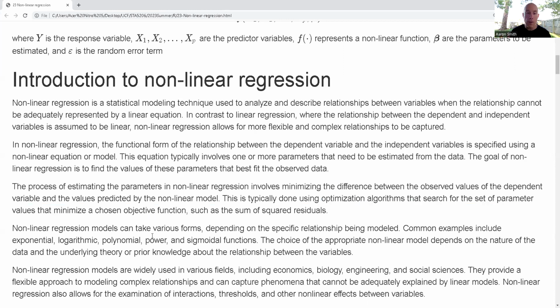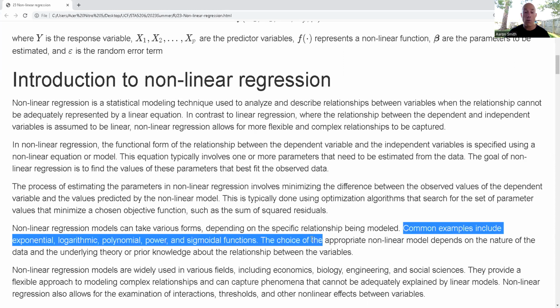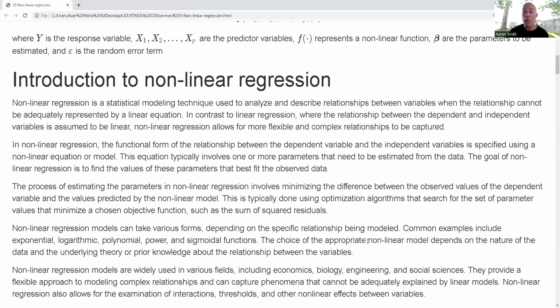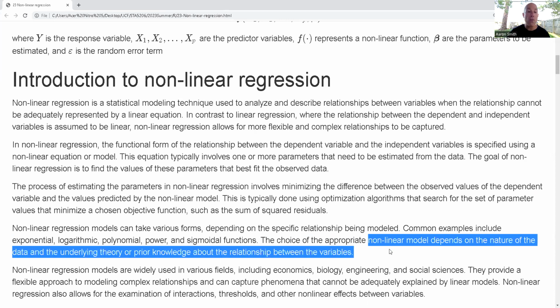Now, nonlinear regression models have a lot of flexibility and can take many forms, depending on the specific relationship being modeled. Common examples include exponential, logarithmic, polynomial, power, and sigmoidal functions. The choice of the appropriate nonlinear model depends on the nature of the data and the underlying theory or prior knowledge about the relationship between the variables. So something that's super important in nonlinear regression is having a good idea of what the model should be for us to fit it.